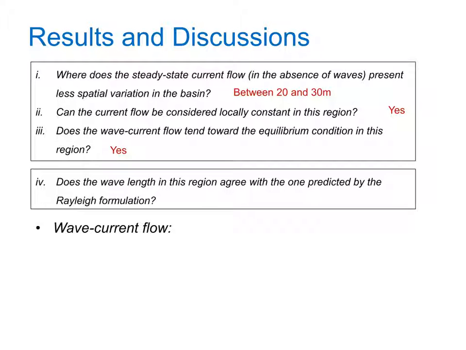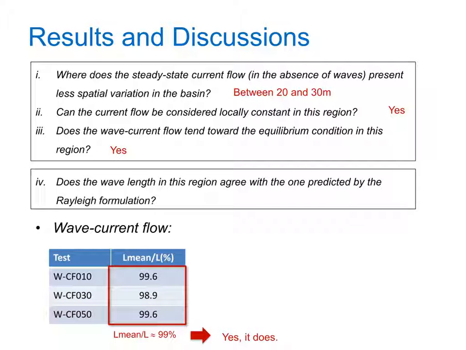Finally, we have assessed if the Rayleigh formulation can be applied to predict the wavelength in this region. The numerical mean wavelength is approximately 99% of the analytical one, indicating that the wave current dispersion relation can be used to predict the wavelength in the selected region.